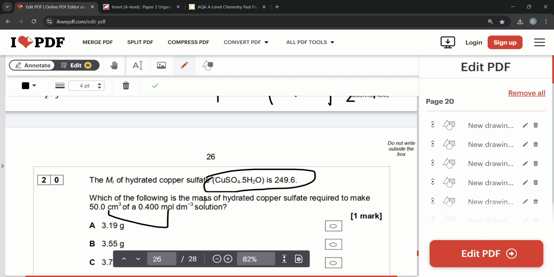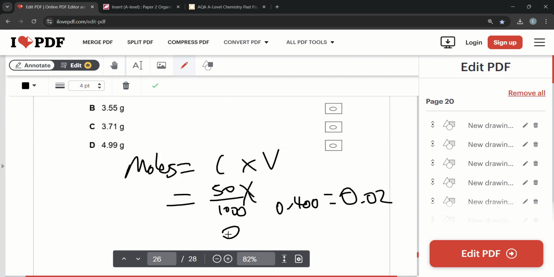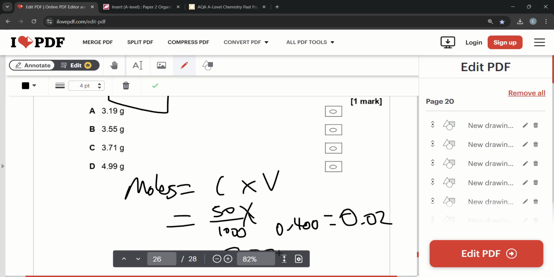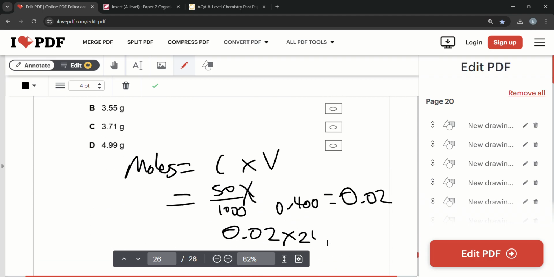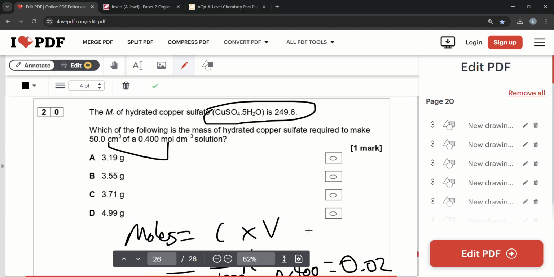And obviously moles is mass over Mr, so mass is going to be the moles, 0.02, times by 249.6. My answer times by 249.6, and that will give me 4.992. So the answer is D, 4.99 grams.